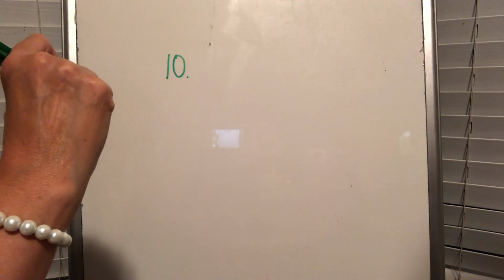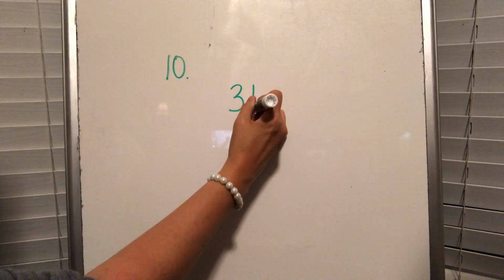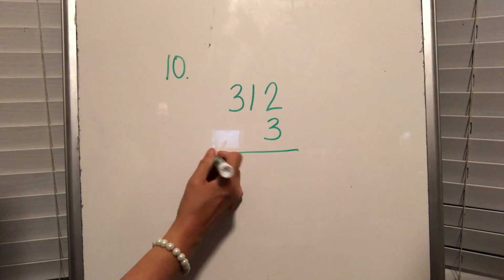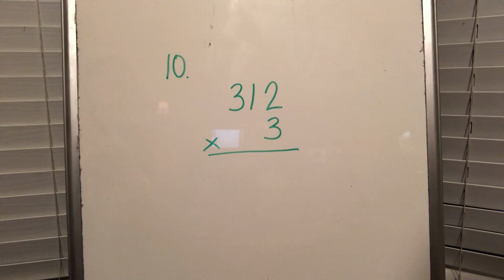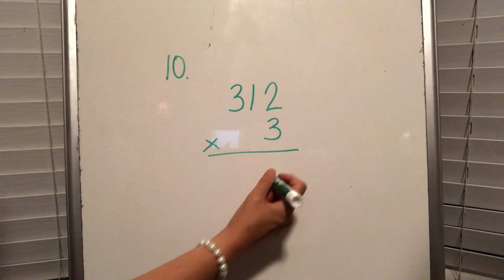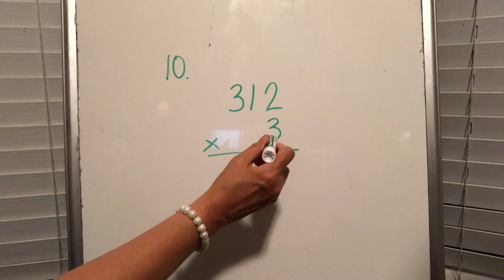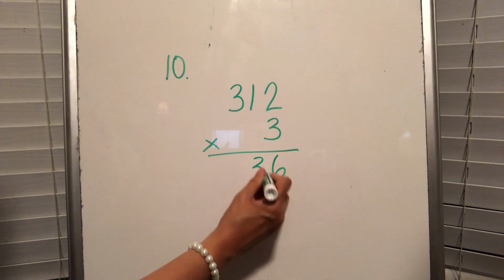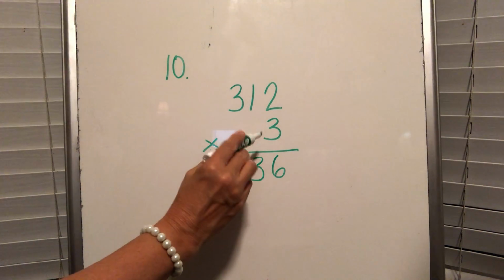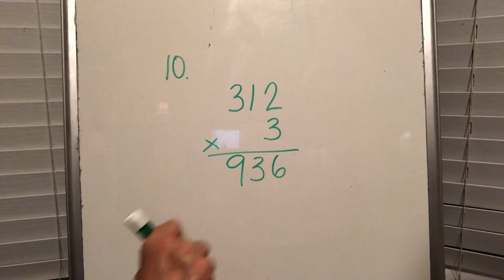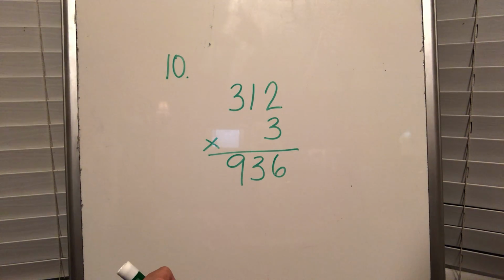All right, number 10, 312 times 3. Once again, we're going to start in the ones place. 3 times 2 is 6. We're going to multiply the 3 times the 1 in the tens place, and 3 times 1 is 3. Then we're going to multiply the 3 times the 3 in the hundreds place, which is 9. So 312 times 3 is 936.